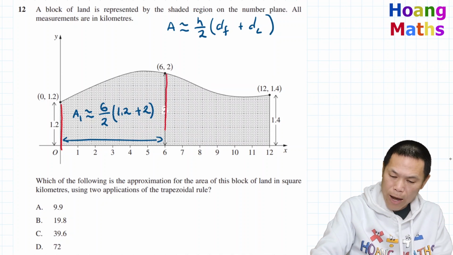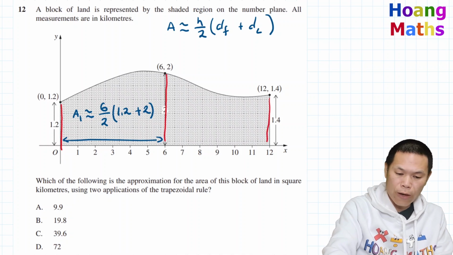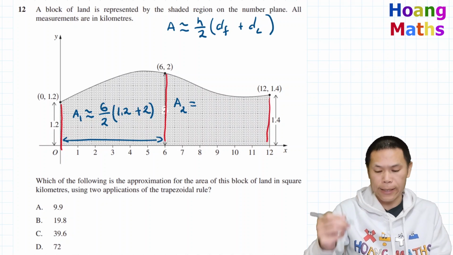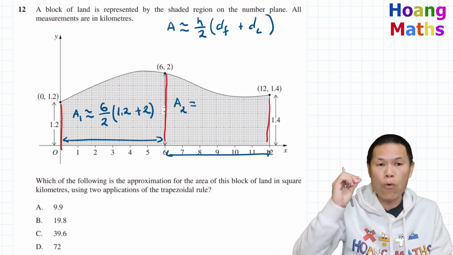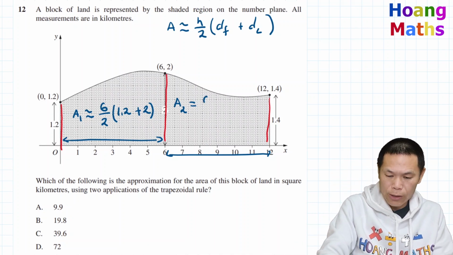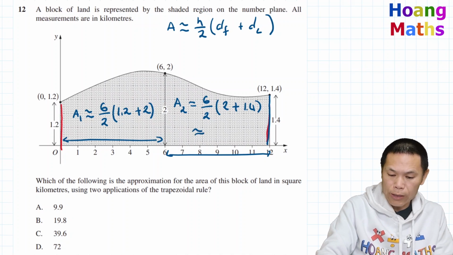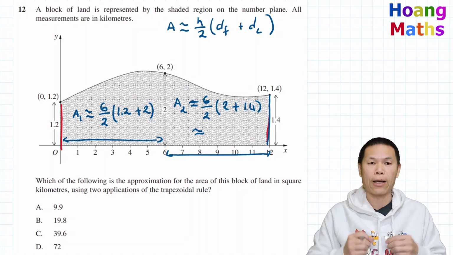Then the second area. This becomes d1 and this is d2, and this is d last. So for area 2, the width is exactly the same: from 6 to 12 is 6 units, or you can just go 12 minus 6, which is 6. So 6 over 2, and then d first is 2, and then we add d last, which is 1.4. So there you go, this is the approximation. Now I just add these two together on the calculator.